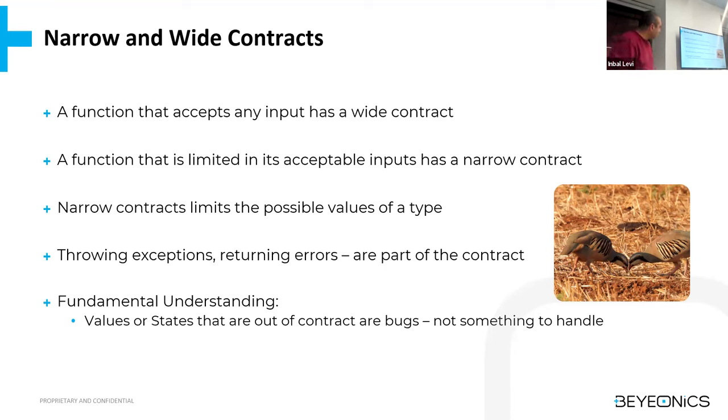A very important thing to know: if you throw an exception, it's part of your contract. If you return an error value or you throw an exception, it's part of your contract. You say, if you give me this value, I'm going to throw an exception. It's not out of contract. So returning an error and throwing an exception are part of your contract. Question about wide and narrow contracts?